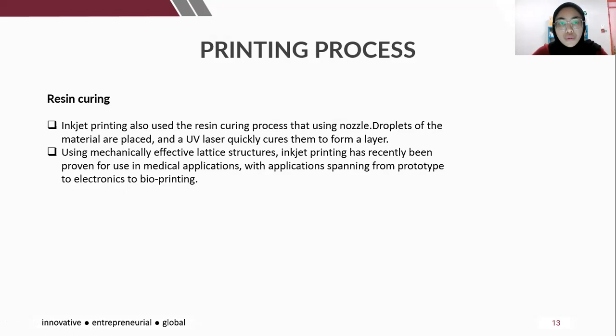Inkjet printing also uses the resin curing process, using a nozzle. The bulk of the material is placed and a UV laser quickly cures them to form a layer. Using mechanically effective lattice structures, inkjet printing has recently been proven for use in medical applications, with applications spanning from prototype to electronics to bioprinting.